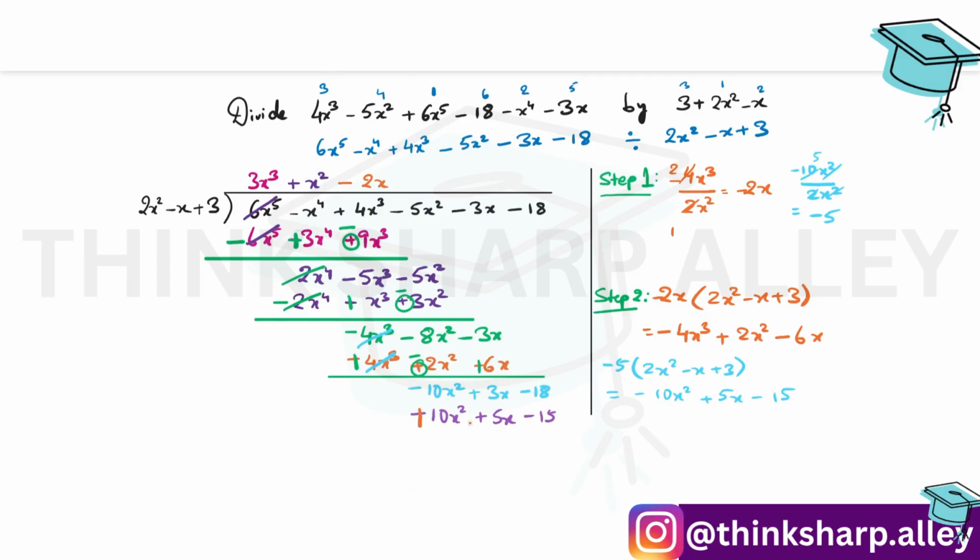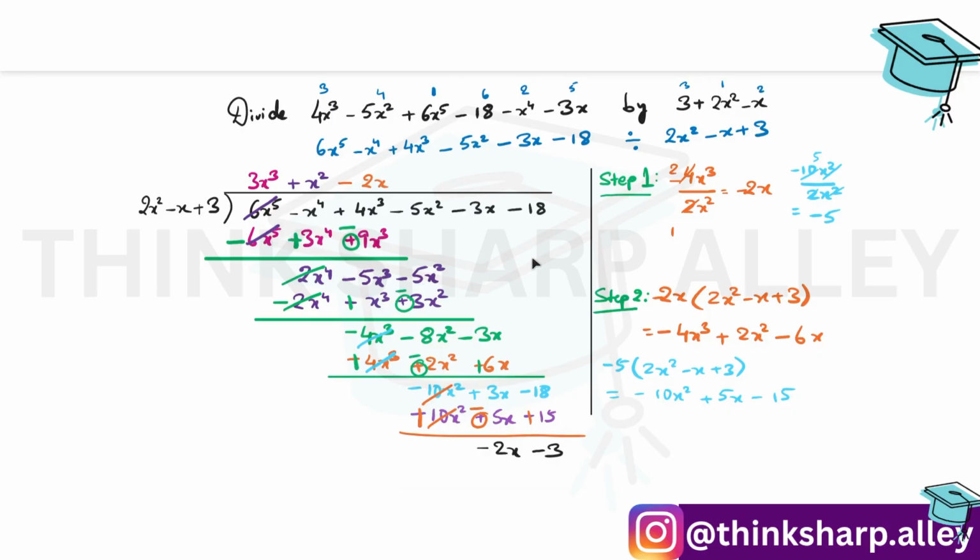Now changing the sign throughout. And first two terms get cancelled. Plus 3 minus 5 is minus 2x. And over here, minus 18 plus 15 is minus 3.